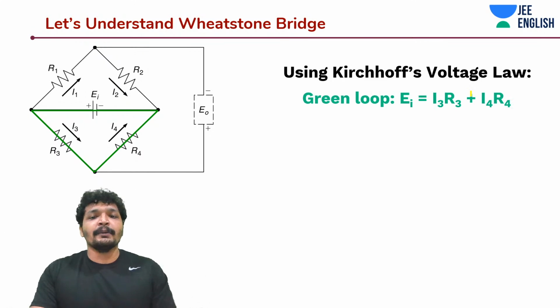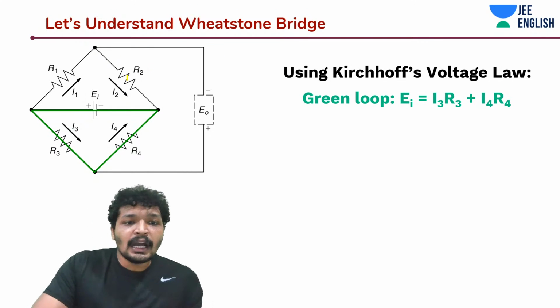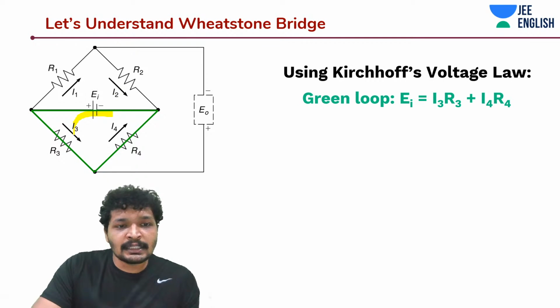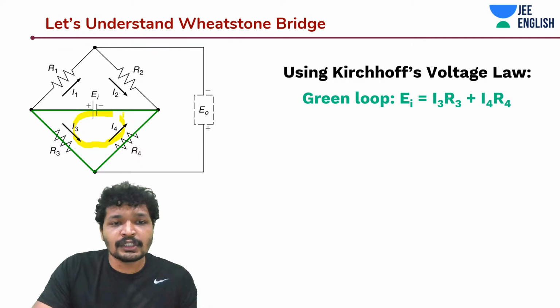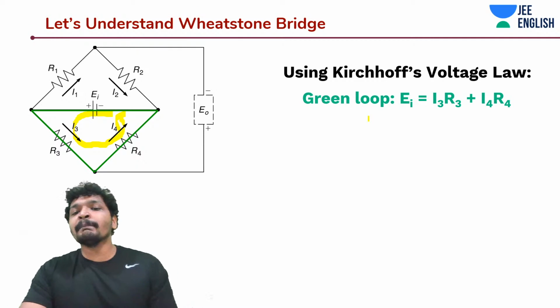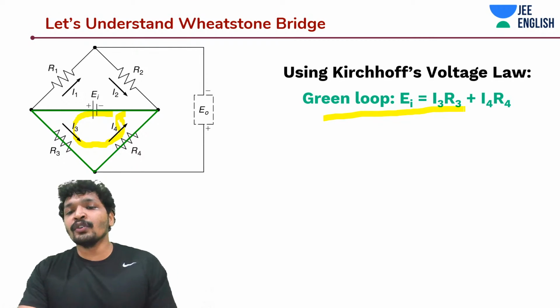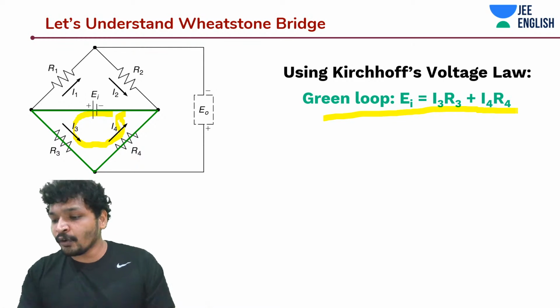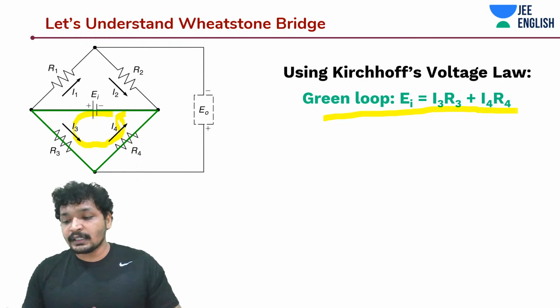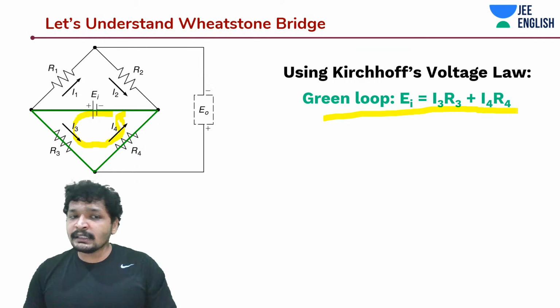The loop on the bottom. Let's call this the green loop. In this green loop, again if you notice, EI minus I3 R3 minus I4 R4 is equal to 0, which tells you nothing but EI is equal to I3 R3 plus I4 R4. Isn't it, students? This is the essence of the second loop.